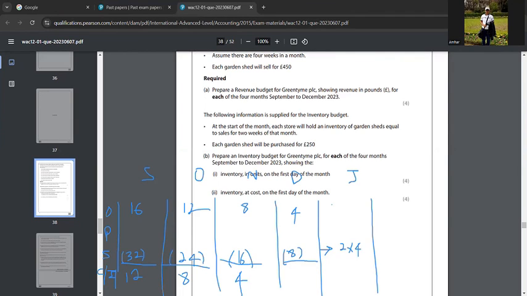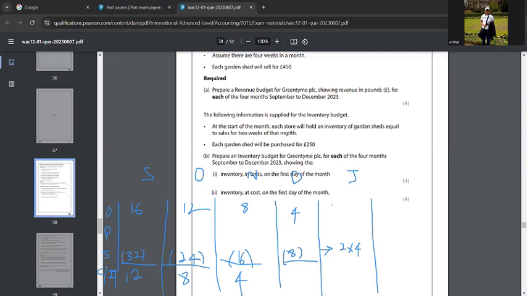But then they are saying, okay, so 8. But then you can't take 8 because in the question they are saying at the top of B part, look at that. At the start of the month, each store will hold an inventory of garden sheds equal to the sale of 2 weeks of that month. So what you have to do, just 2 into 2 only you have to take because only 2 weeks. Did you understand? Instead of 2 into 4, it's 2 into 2.